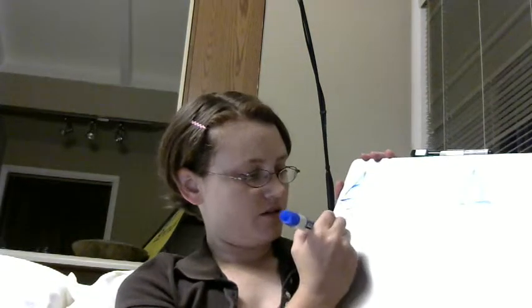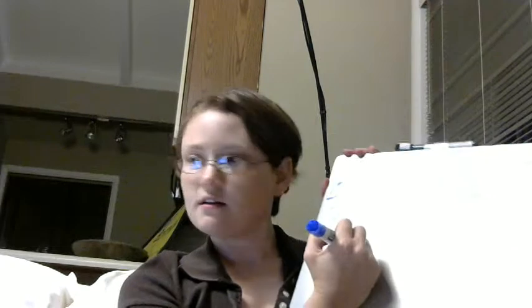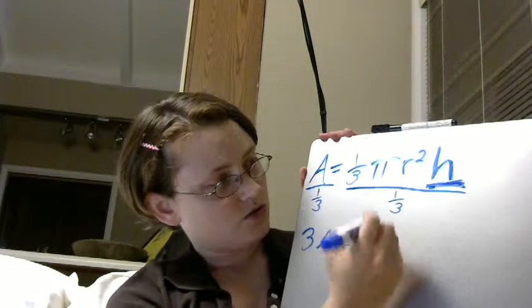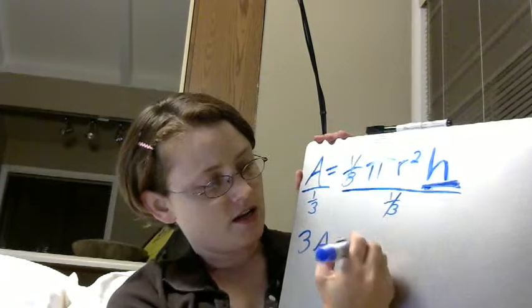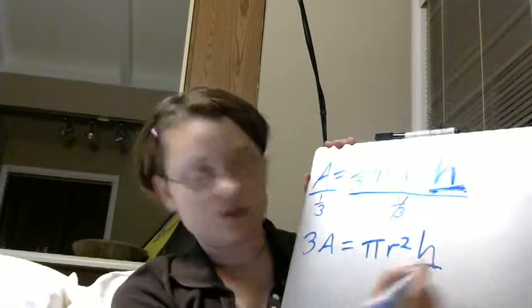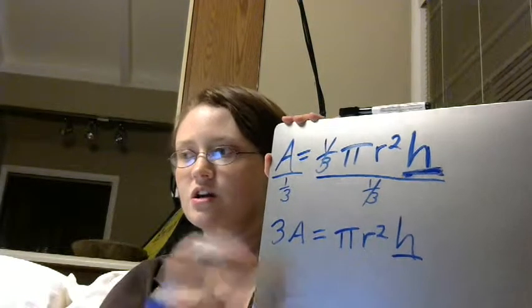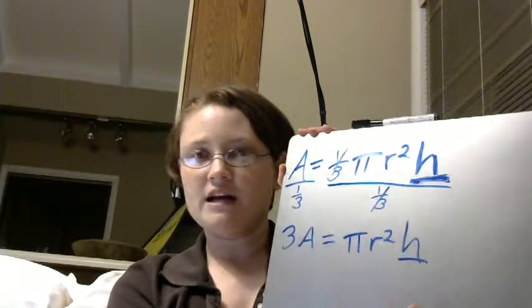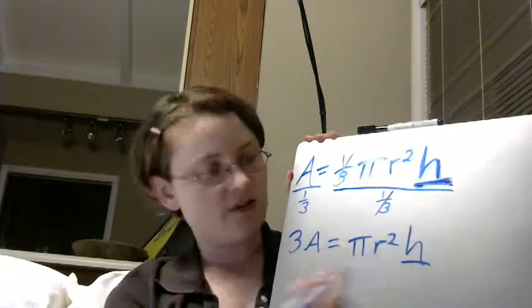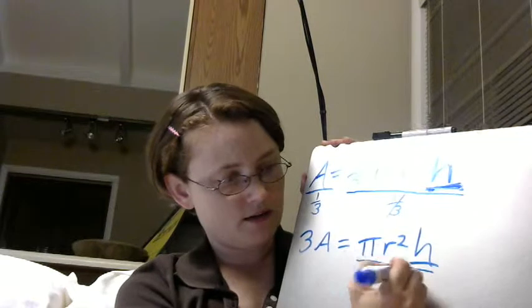So what we end up with is 3A. Glare's pretty bad, isn't it? 3A equals, and these two 1/3s go away, pi R squared H. And we're still looking for H, so I'm still going to underline H. All right? So now, do we still have stuff over here next to H? We sure do. How are we going to get rid of it? Divide. So I'm going to divide both sides by pi.